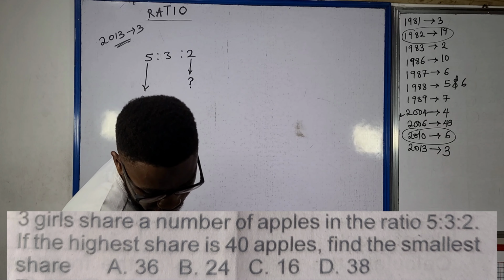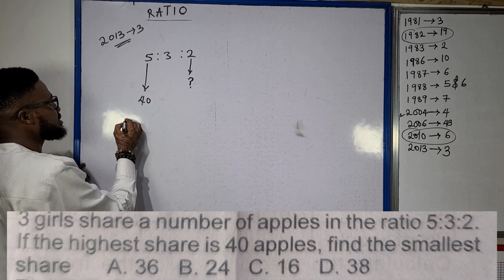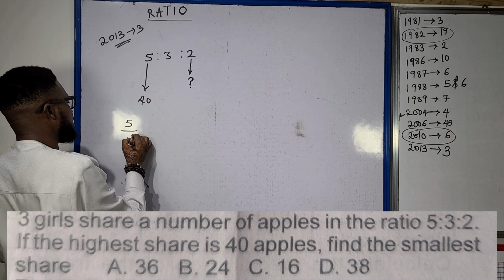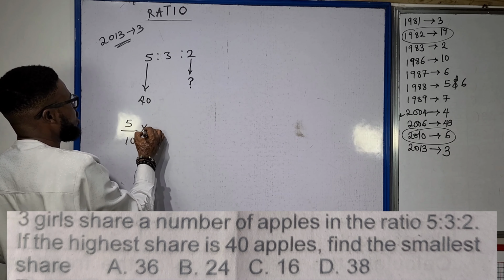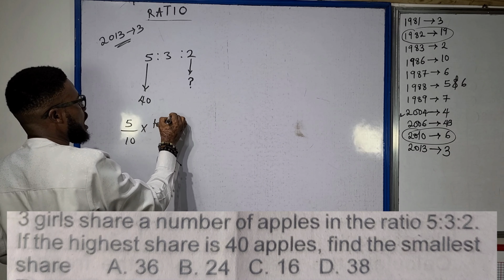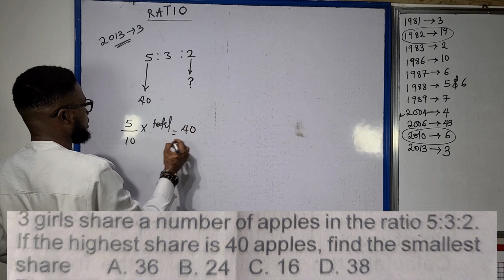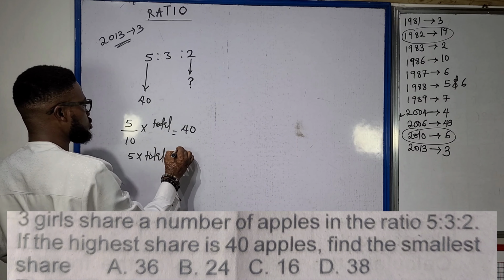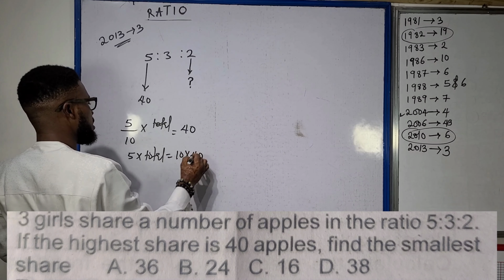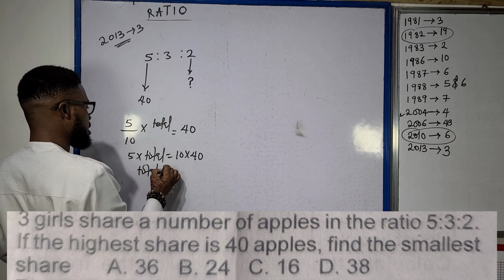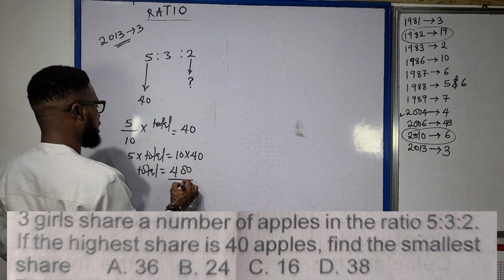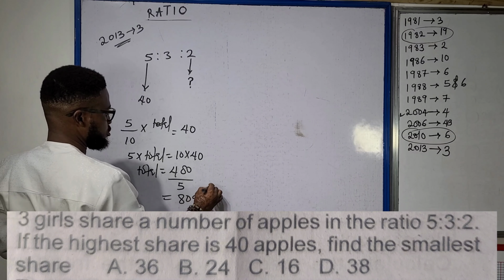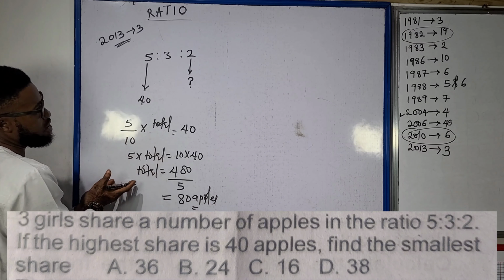So for us to have 40 apples here, that must have been 5 out of 5 plus 3 plus 2, that's 10. 5 out of 10 of the total apples, that's what must have given us 40. So that 5 times total equals 10 times 40. So total equals 400 divided by 5. And that is what? 80 apples. That's the total apples that we have.